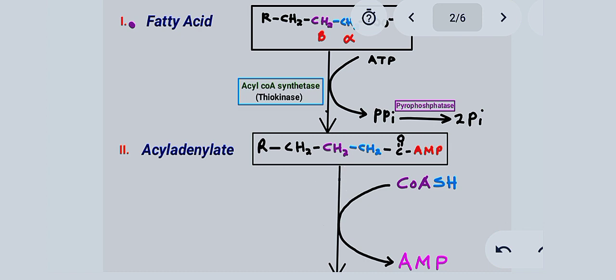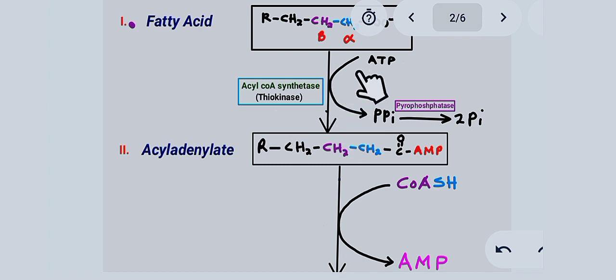Now, what's going to happen in the activation stage? Remember, the activation stage is happening in the cytosol of the cell, the cytoplasm. The first thing that's going to happen is that we have the fat acid right there in the cytosol. We have an enzyme which we call acyl-CoA synthetase, also known as thiokinase. This enzyme is very important.